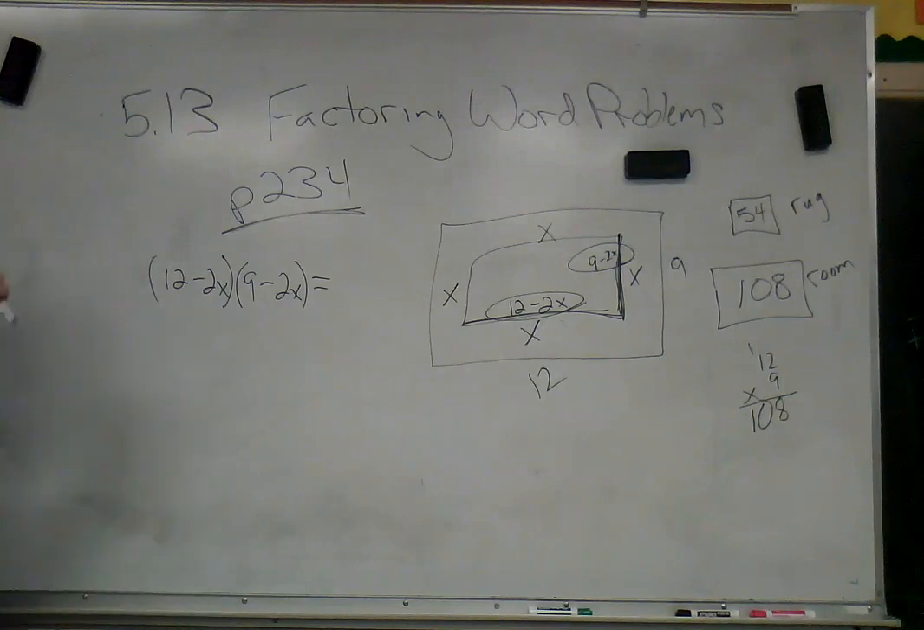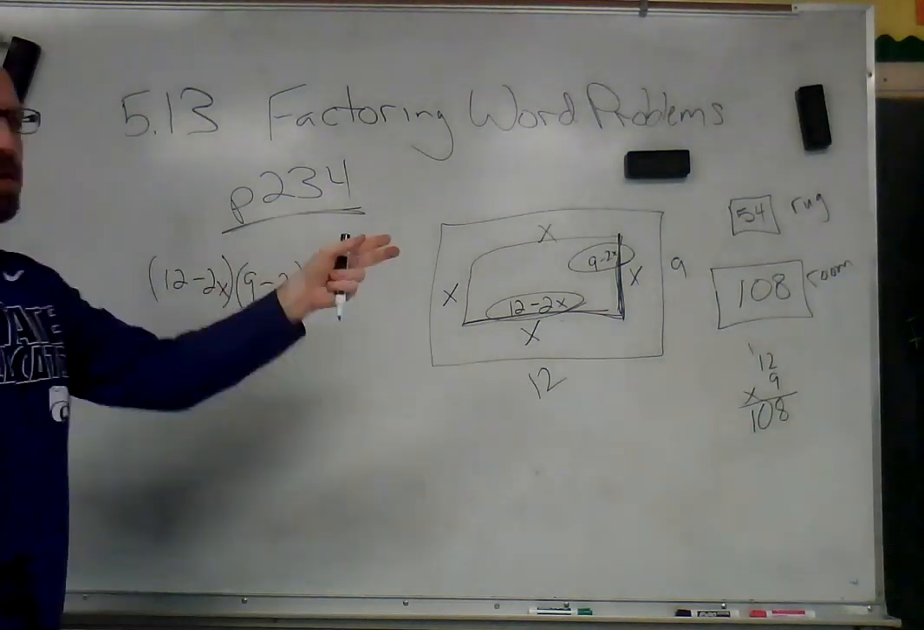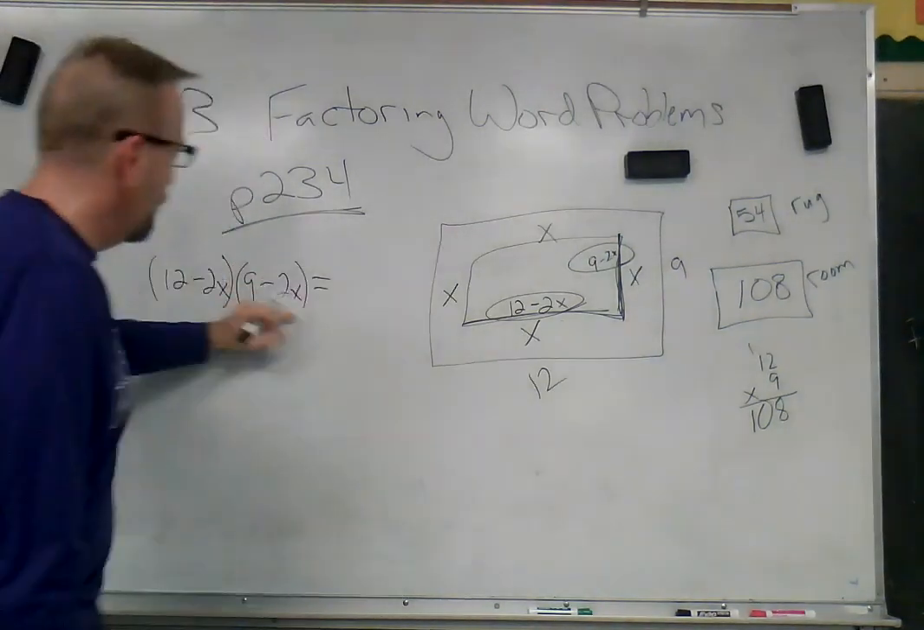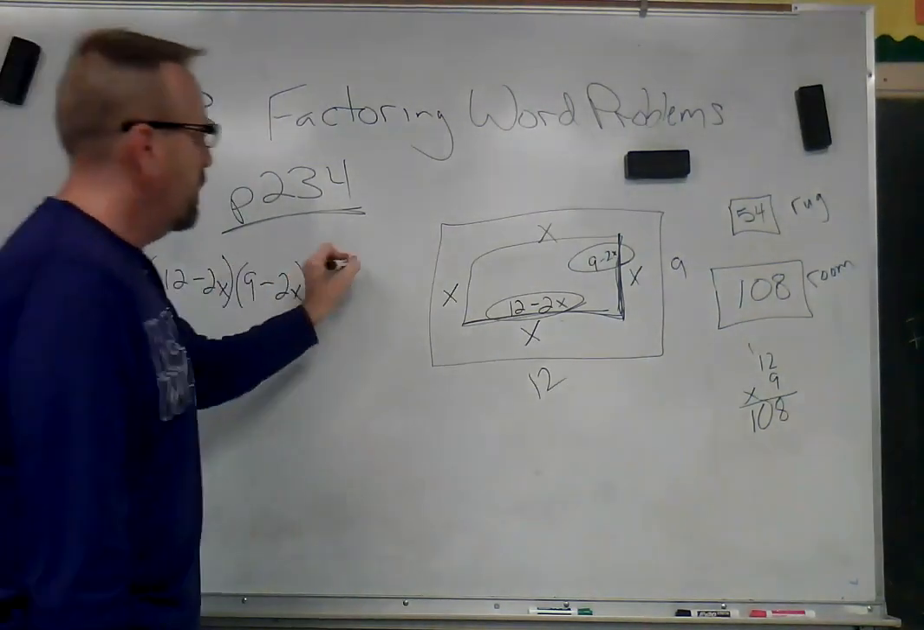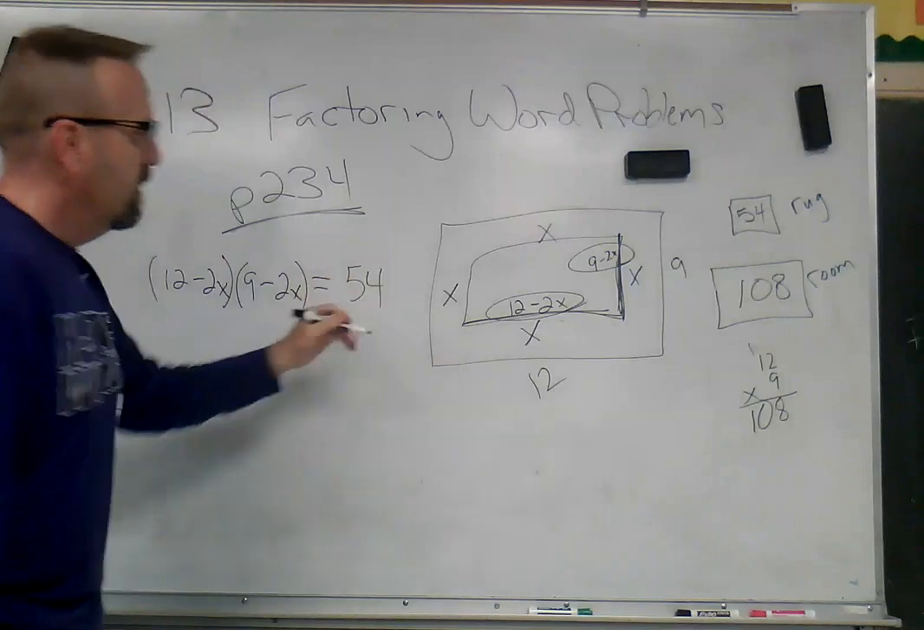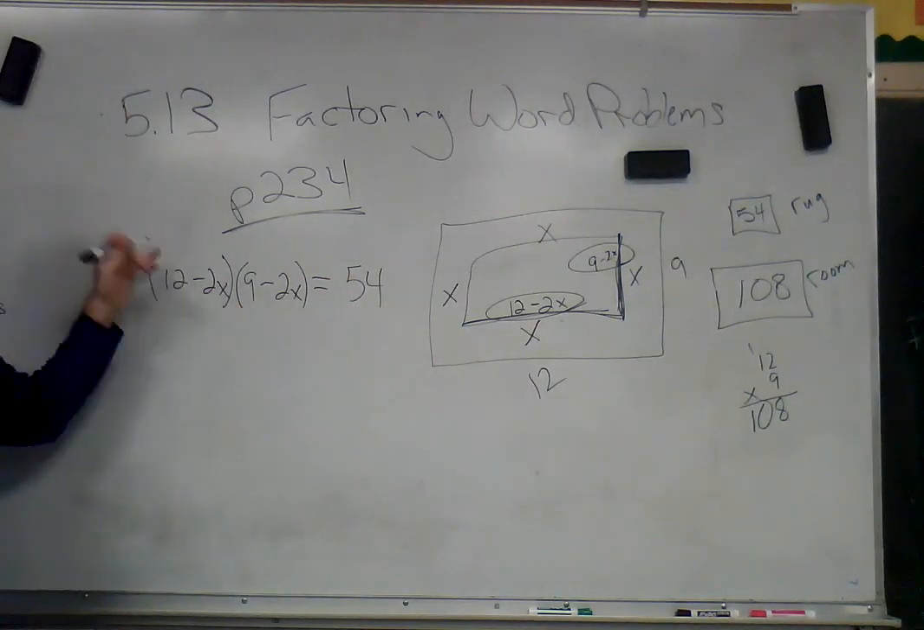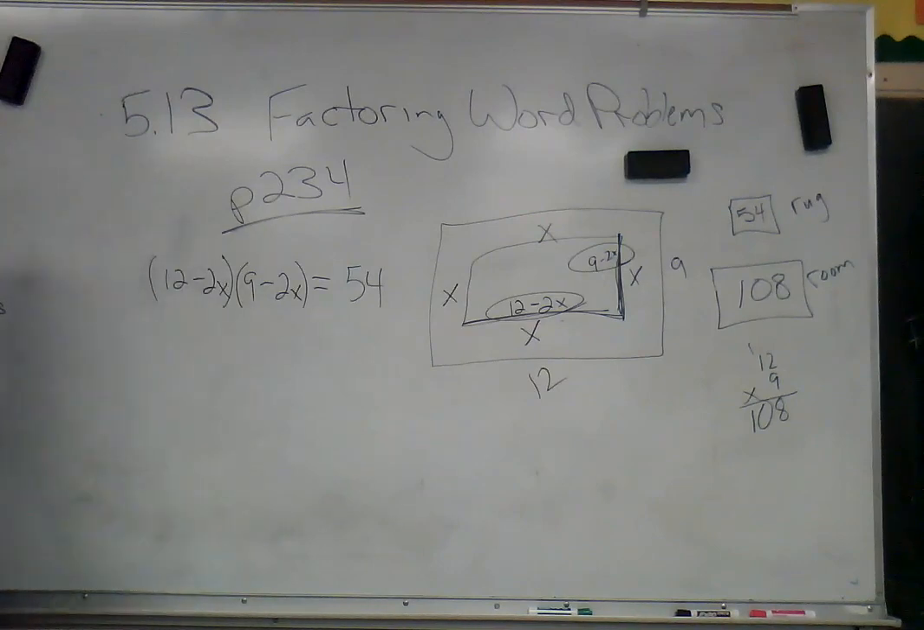Okay. Then what is the area of that small one? What did we say it was? 54. So the area is the length times the width. We also know that the area is 54. So we have an equation set up with one variable. How could we get rid of these parentheses? We could FOIL.